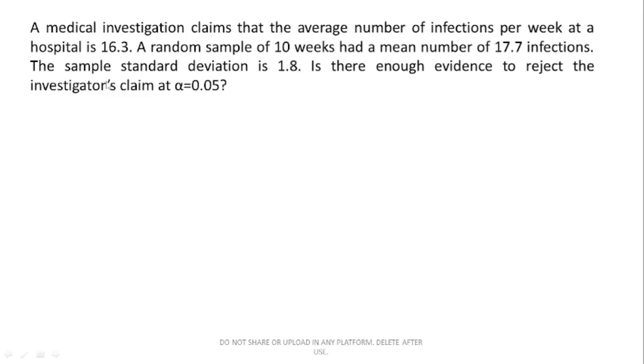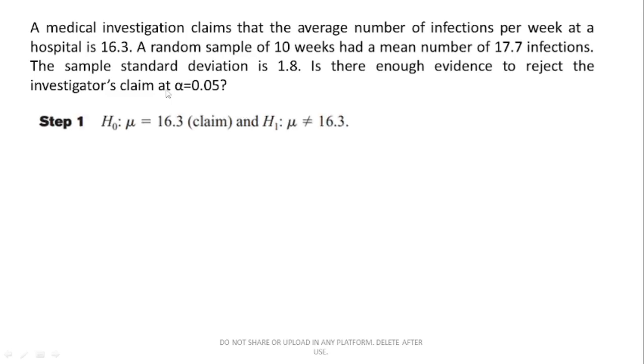So kapag in cases where dalawa ang given, let's say ang given is sample standard deviation and population standard deviation, depende na kung ano yung tinatanong sa problem. So, kapag ang tinanong is z-test, so you can proceed with z-test. Kapag ang tinatanong ay t-test, you can proceed with t-test. Kapag given na dalawa. Is there enough evidence to reject the investigator's claim at alpha is equal to 0.05?